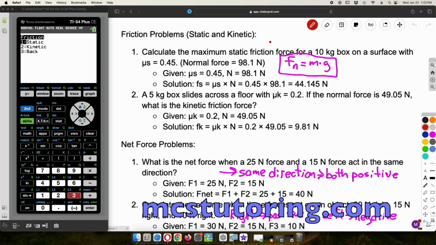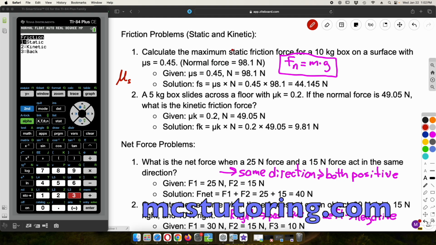Sorry if this is a little rough here. Calculate the maximum static friction force for a 10 kilogram box on a surface with mu, and this is a mu. It looks like a cross between an M and a U. It's actually a Greek symbol, mu. Mu S, meaning mu sub S, like static friction, the coefficient of static friction.